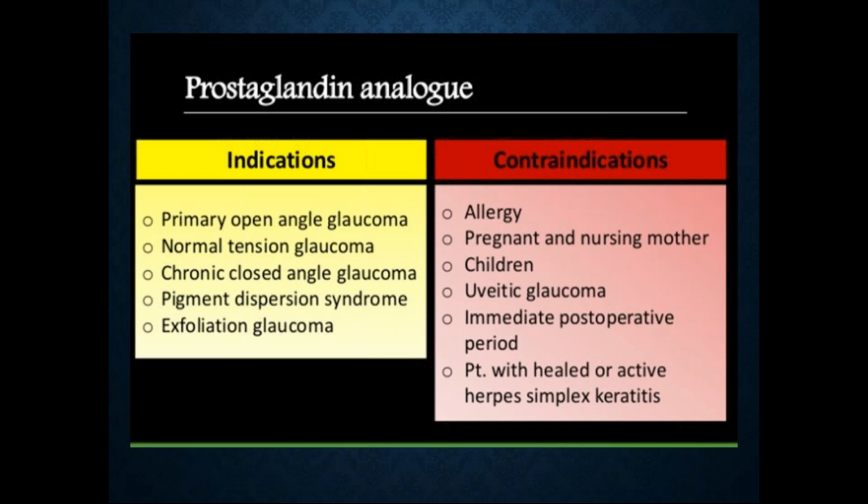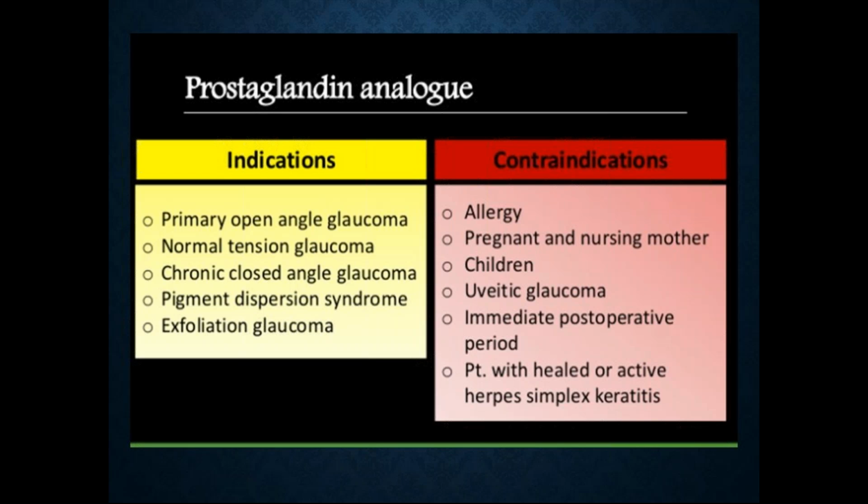In children, the only contraindication where you can't give prostaglandin is uveitic glaucoma, because it has an inflammatory response and increases the uveitis. So in patients with uveitic glaucoma, we can't give prostaglandin analogs. In the immediate post-operative period also we can't give prostaglandins. Why? Because it increases the inflammation.